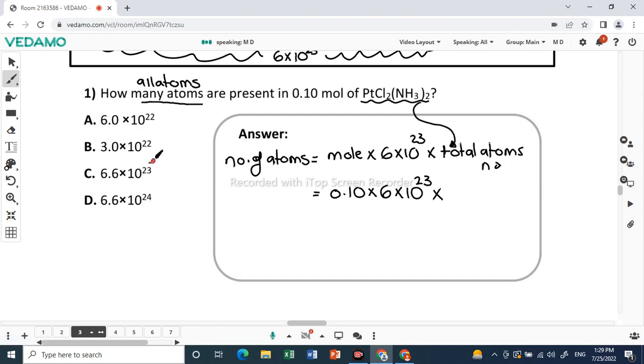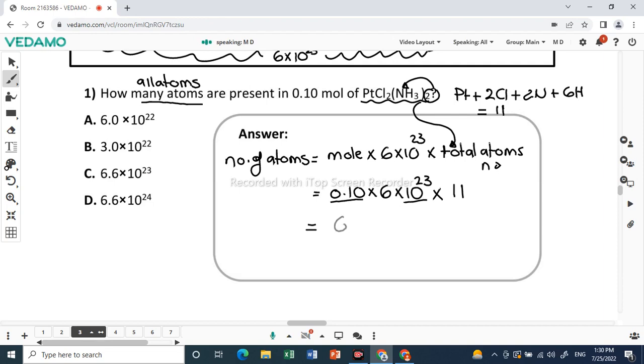So I need to count. I've got 1 platinum plus 2 Cl plus, I need to remember that I have 2 nitrogens besides the presence of 6 hydrogen atoms. This 2 is for the whole ammonia, which is presented between the brackets. So you need to take 2 nitrogens and 6 hydrogens. As a total number, you're going to find that you have 11 atoms. So I'm going to multiply by 11. Now we're going to continue by math. 0.1 with the 10 to the power of 23, you need to remember that 0.1 is 1 to the power of -1.